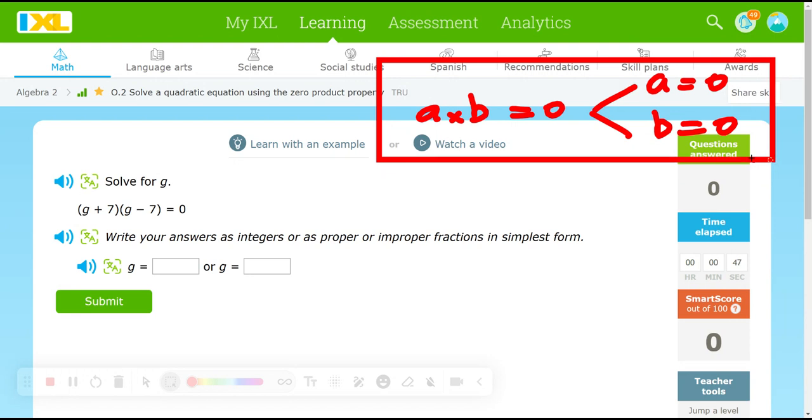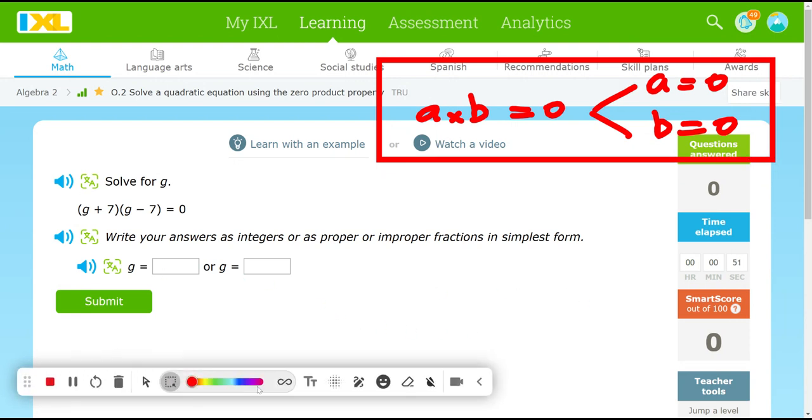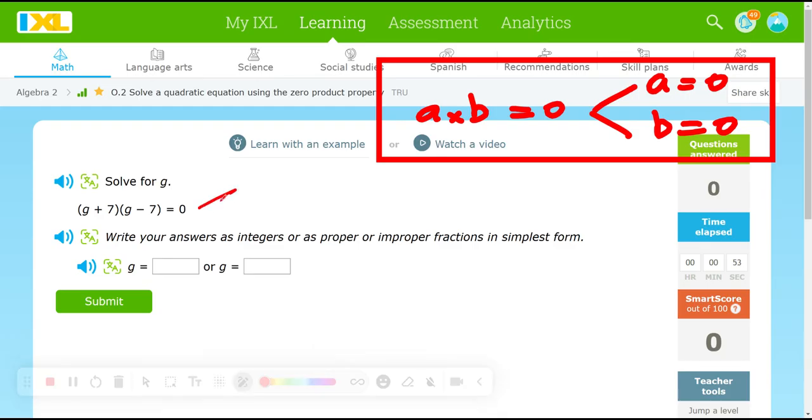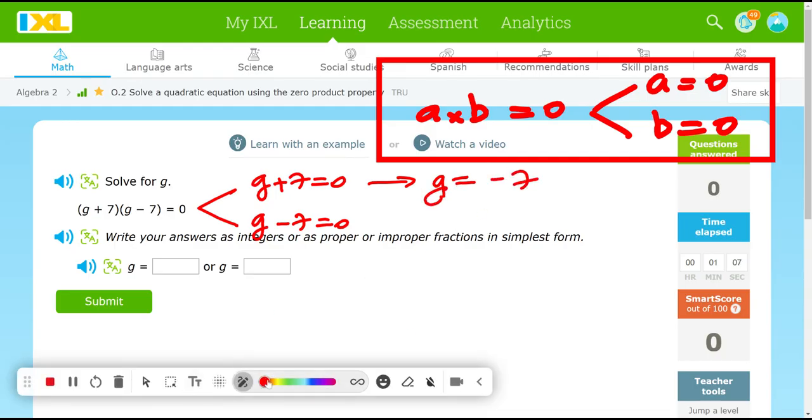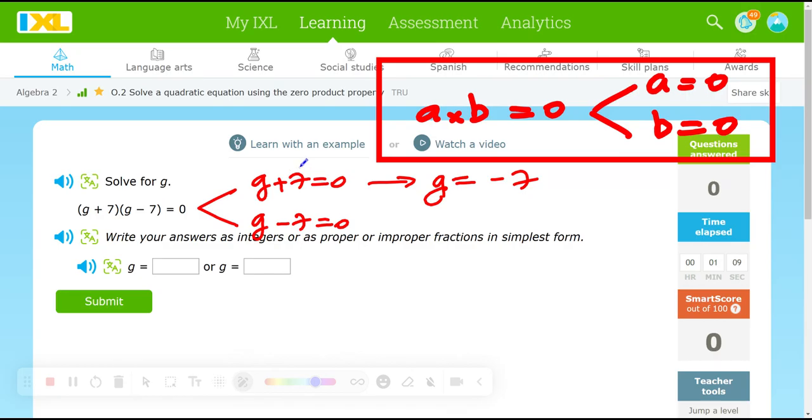Here we go. So we apply this. From here, we should have g plus 7 equals 0, and then g subtract 7 equals 0. For the first equation, you solve for it. g should be equal to negative 7. How do I do it so fast? You want to solve for g, right? You don't want the 7. You can move the 7 to the right side, so it becomes negative.